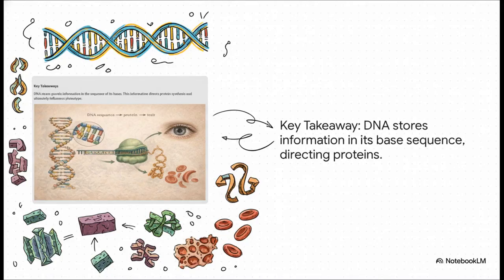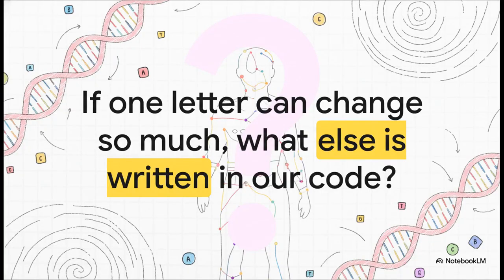So here's the key takeaway from all of this. DNA stores information in the sequence of its bases. That sequence directs the creation of proteins, and those proteins are what define our physical traits. It's really that simple and that profound. It really makes you think, though. If one tiny letter out of billions can determine health or disease, what other secrets, what other complexities and stories are written in that vast, elegant code that makes each and every one of us who we are?